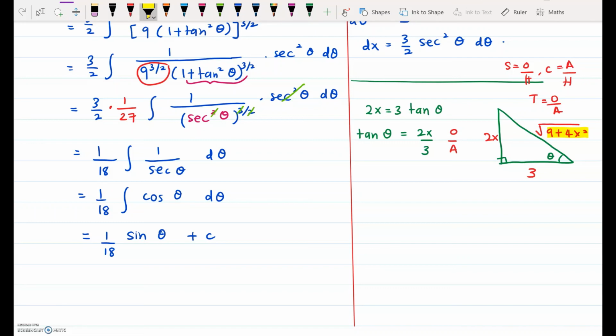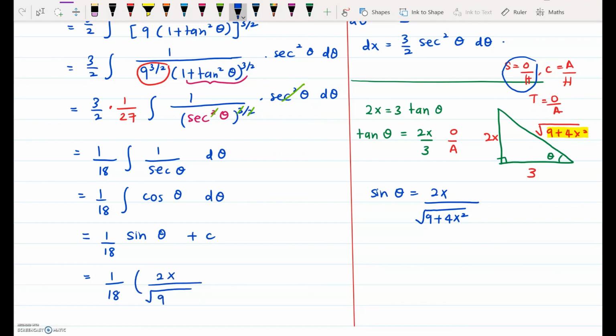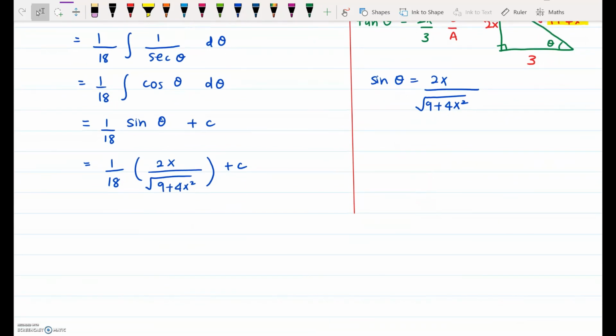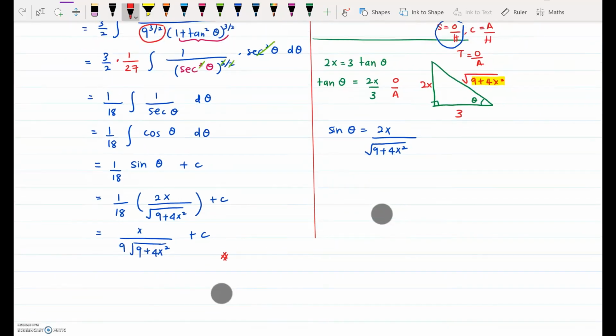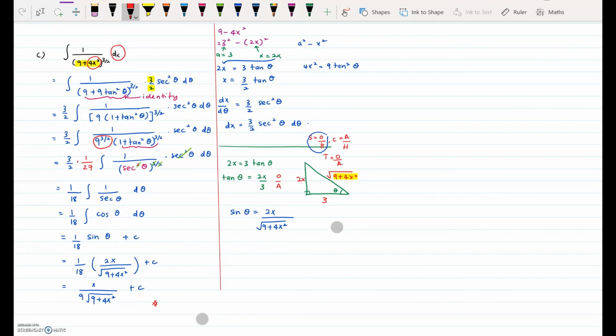We want to find sin theta. What will be sin theta? Sin theta is opposite over hypotenuse. So sin theta is 2x over the square root of 9 plus 4x squared. Lastly, your final answer is 1 over 18 times 2x over the square root of 9 plus 4x squared, plus c. Don't forget to simplify your answer, and we will have x over 9 times the square root of 9 plus 4x squared, plus c. Okay class, so this is your final answer. Thank you.